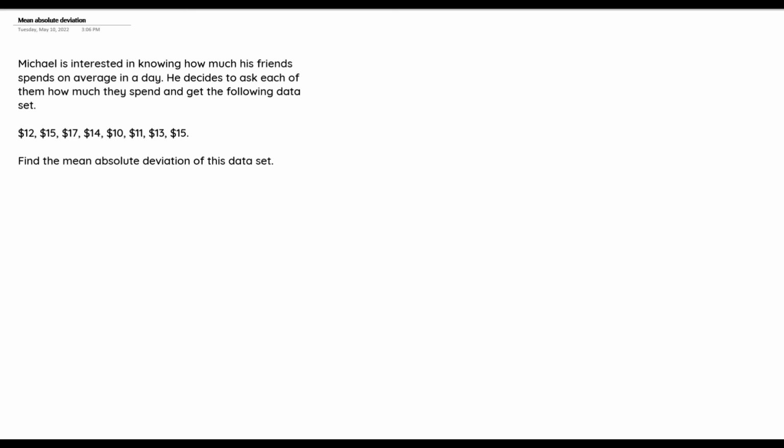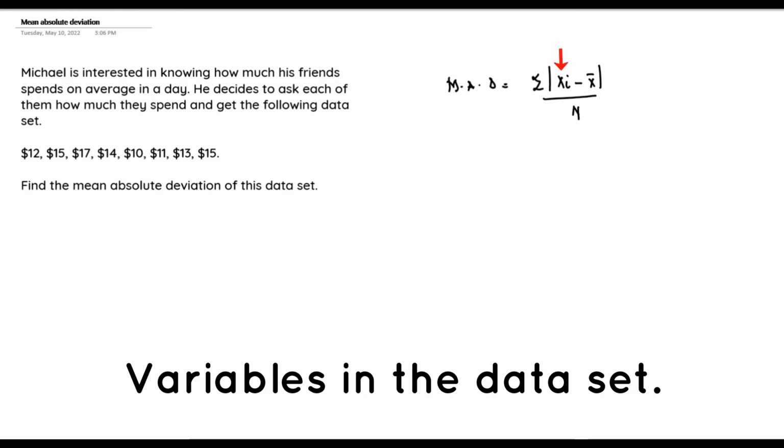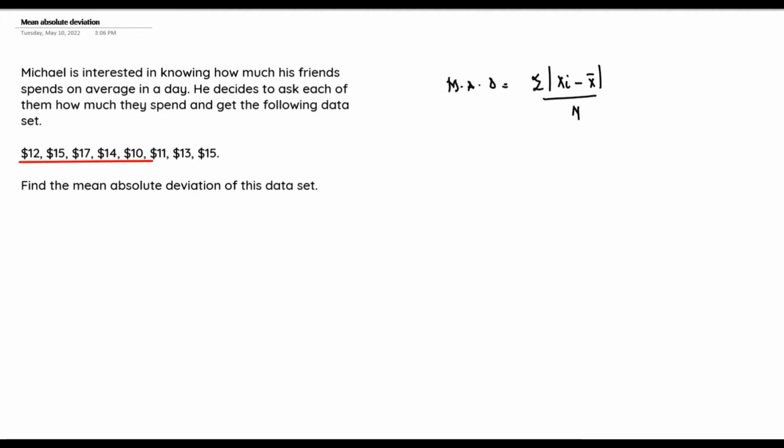The first step is for us to write the mean absolute deviation formula for this data set, and as we can see, this data set is in the ungrouped manner, that is, it is in its raw form. So the formula for the mean absolute deviation, also known as M.A.D in short, is going to be summation, modulus of xi minus x bar, close the modulus, divided by n. Where xi represents the value of the individual variables present in our data set, that is 12, 15, 17, 14, 10, 11, 13, 15, and x bar represents the mean of the data set, and n represents the size of our data set.